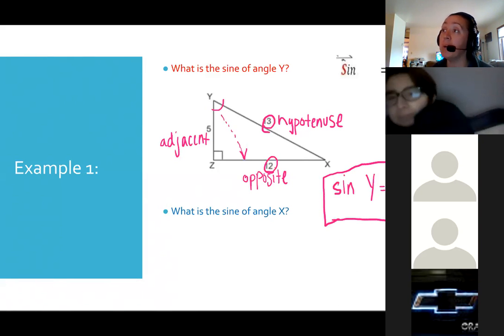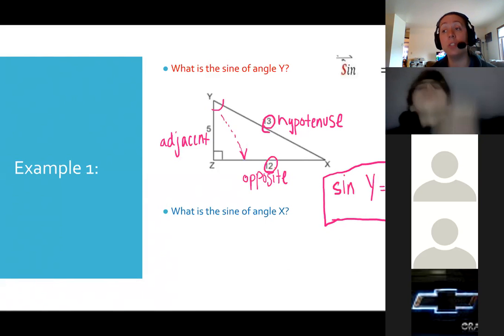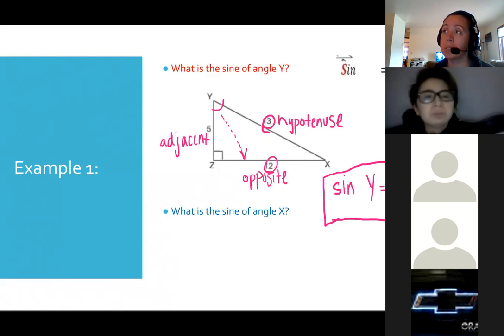And then if you have to simplify the fraction, do it. But in this case, we don't simplify it. And we don't leave it as a decimal. We leave it as a fraction.